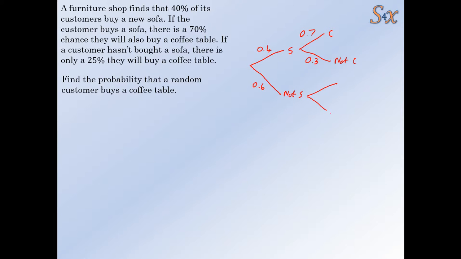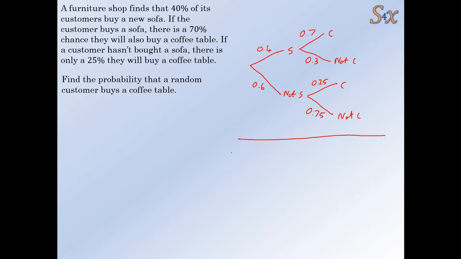Now down here, the probabilities were a bit different. So if they don't buy a sofa, only 25% of people buy a coffee table. So the 25% goes up there. Because 25% did, that means 75% mustn't have bought a coffee table. Okay, and that is what our tree diagram looks like.